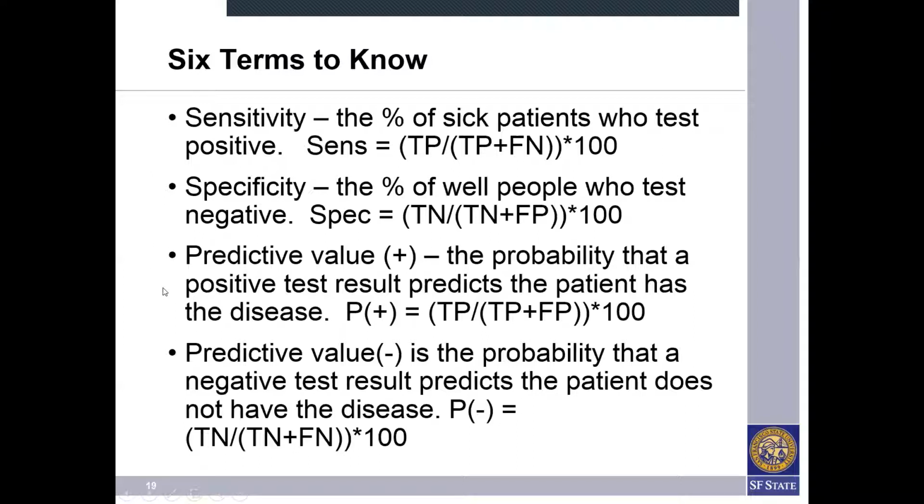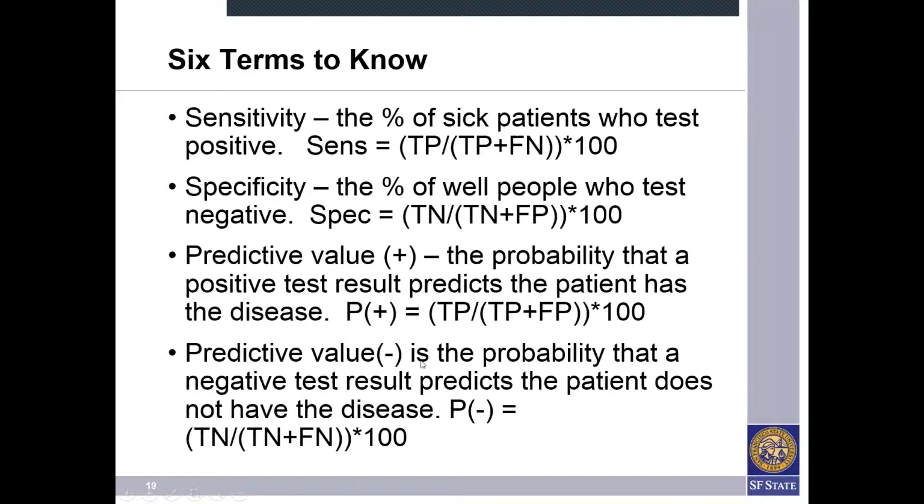Positive predictive value is the probability that a positive test result predicts that a patient has the disease. Probability that a positive test result predicts that the patient has the disease. So it's your number of true positives divided by your total number of positives. And you convert that into a percent. Now make sure that you are distinguishing between sensitivity and positive predictive value. Typically on the exam, these are the things that folks mess up. They mess up the difference between sensitivity and specificity and positive predictive value and negative predictive value.